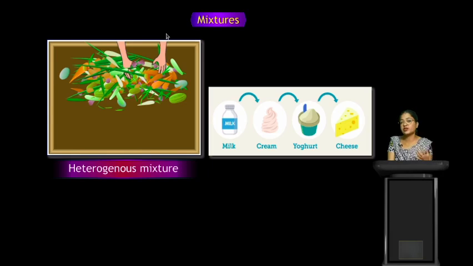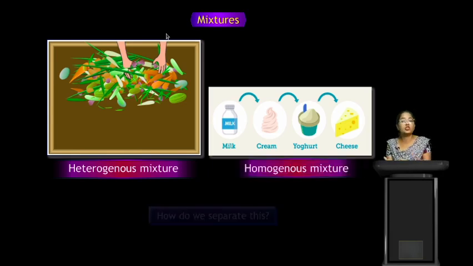What about milk, cream and all? They are called homogeneous mixtures because the components are evenly distributed in these substances. You cannot easily separate them. So in the milk, in cream, in yogurt, it is all evenly distributed. So this is called a homogeneous mixture. So what are the two types of mixtures? Heterogeneous mixture and homogeneous mixture.